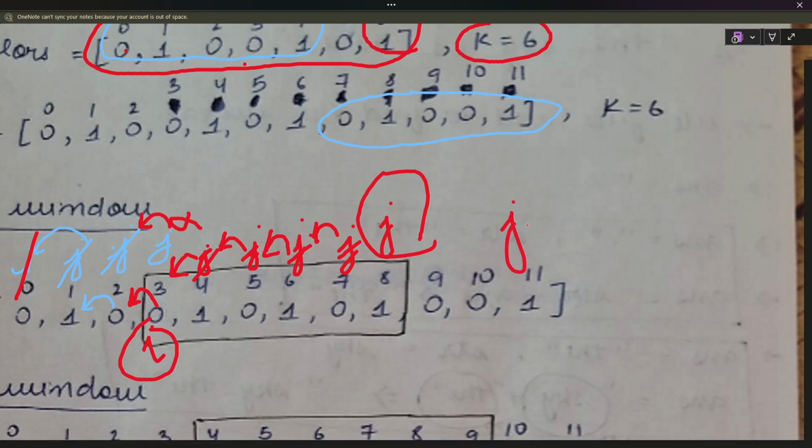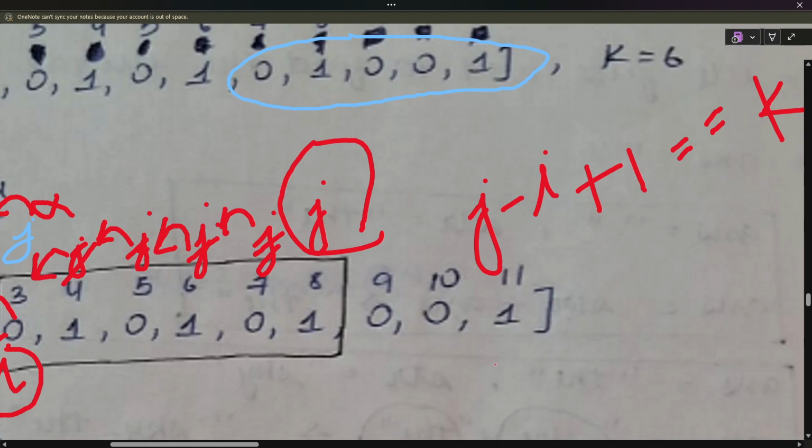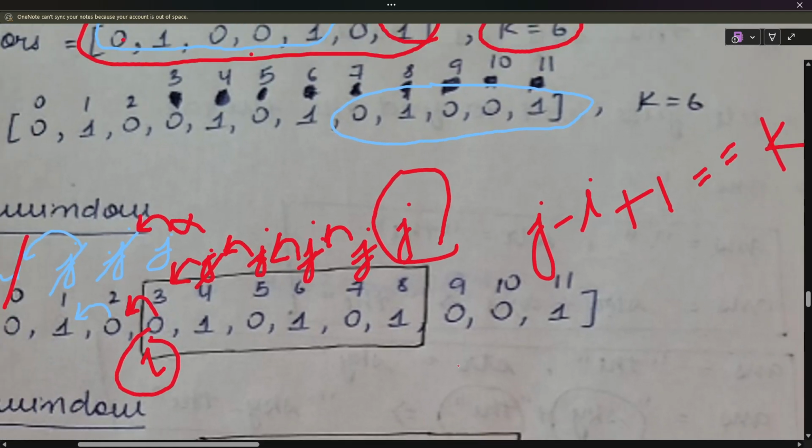Like if j minus i plus 1 is equal to k. If it's equal to k, then we got a window. So in this case we can do count plus plus. So how can we check? Let me just show you.